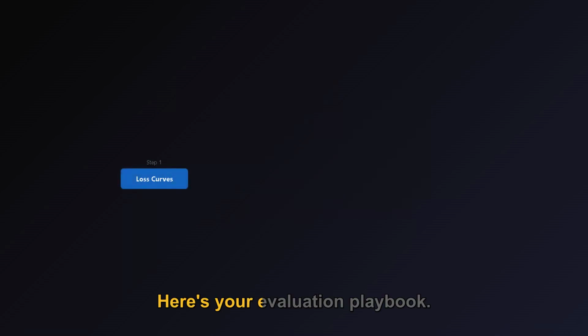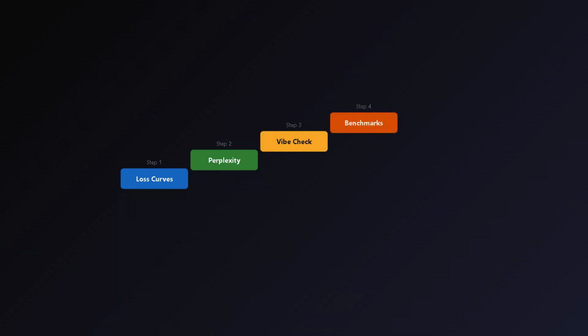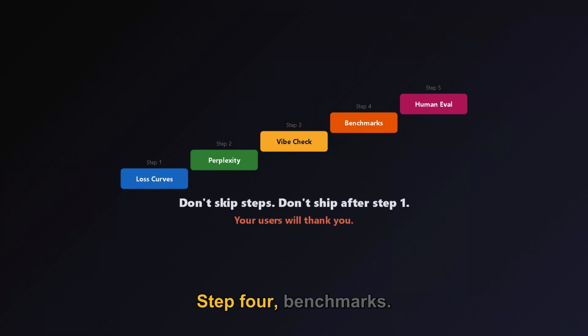Here's your evaluation playbook. Step 1, loss curves. Step 2, perplexity. Step 3, vibe check with blind comparison. Step 4, benchmarks. Step 5, task-specific human evaluation. Don't skip steps. Don't ship after step 1. Your users will thank you.